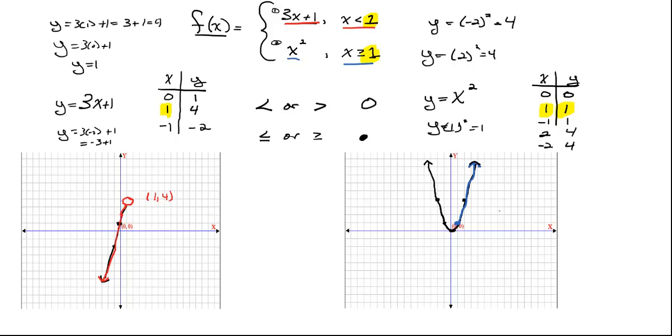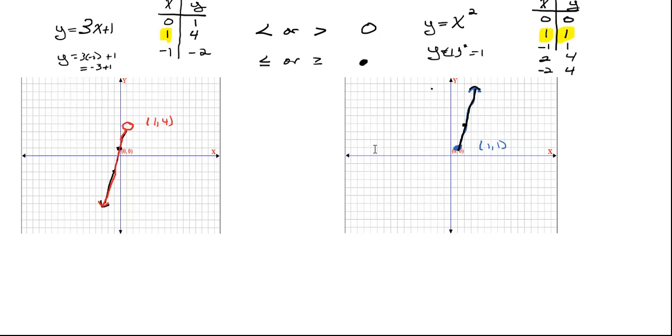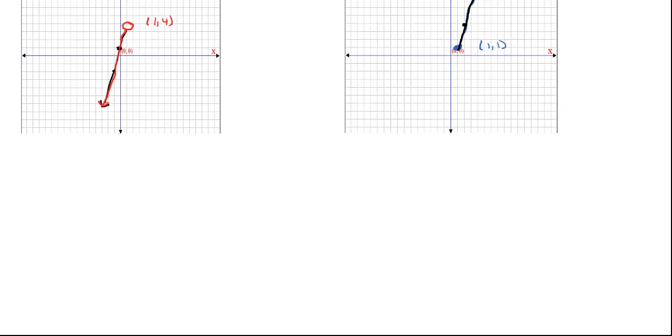Over here, I am happy because I know here at my critical point, which is 1, 1, we're going to have a closed circle. But I'm going to go ahead and erase everything to the left, because this only exists when x is greater than or equal to 1. So now what you're going to do is take these two graphs and put them together on one individual graph.